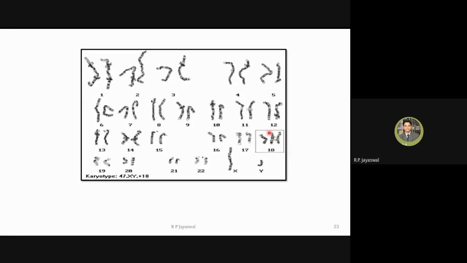Here it is highlighted: chromosome 18 is three in number. This is how we have written the karyotype. The total is 47, XY, and with a comma we have written plus 18, which means there is one additional chromosome of chromosome number 18, and this is Edwards syndrome.